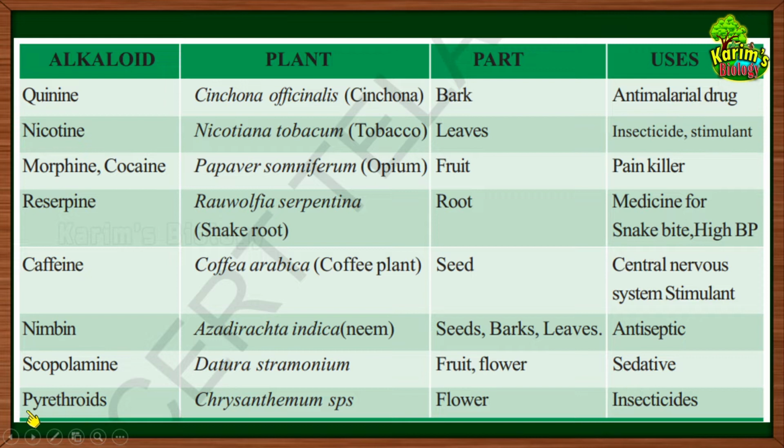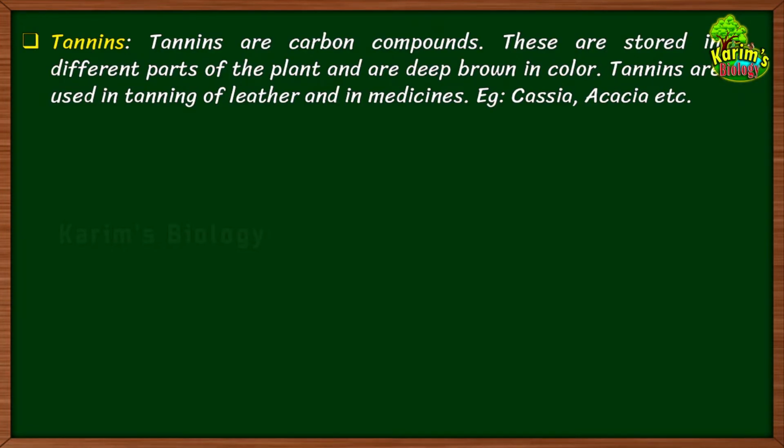Next one, the last one, is pyrethroids. Pyrethroids are a group of synthetic chemicals. They are obtained from chrysanthemum, which is nothing but chemanti puvu. Okay, and they are present in the flower. They can be used as insecticides to kill the insects that attack the crop. These pyrethroids synthesized from the chrysanthemum can be used, right? So these are some of the examples of the alkaloids, the sources of these alkaloids, and also the part from which we obtain them and their uses, right? Now let us move on to the next slide.